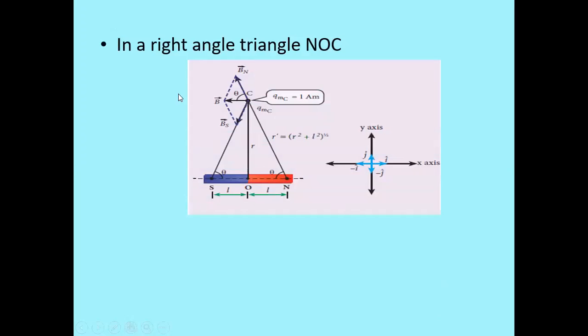So in the right angle triangle, any one triangle you can take. I'm going to take it as NOC. In this right angle triangle, I'm going to find the value for cos theta. Cos theta is adjacent side by hypotenuse. What is your adjacent side? L. What is your hypotenuse? R dash. So cos theta is L by (R square plus L square) the whole raised to 1 by 2.